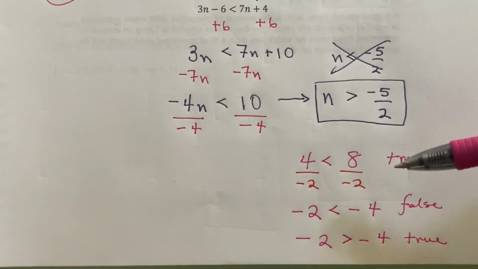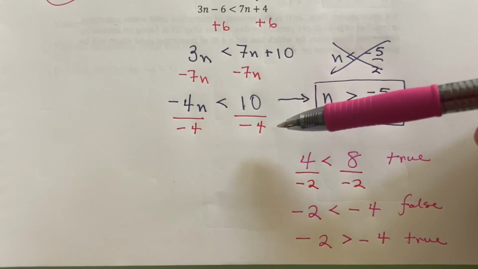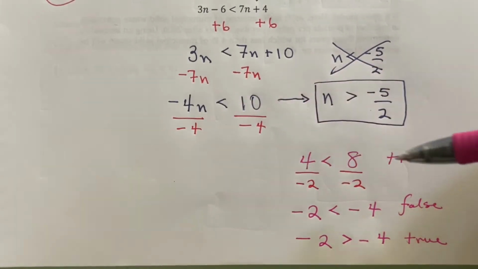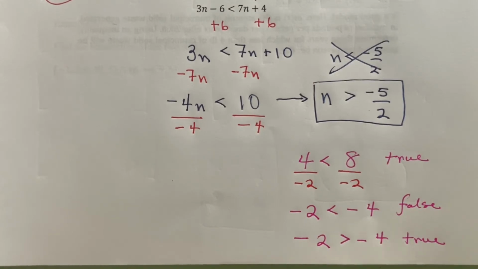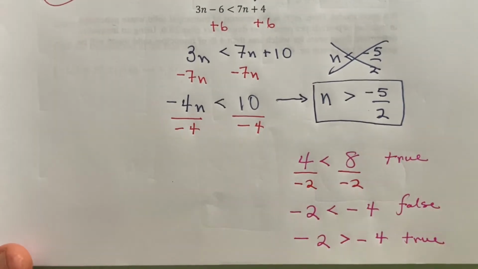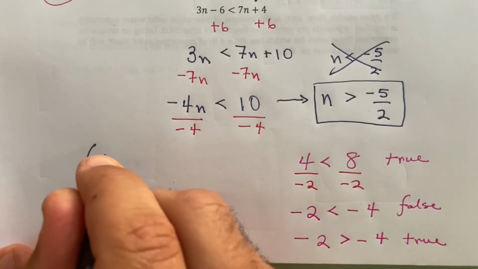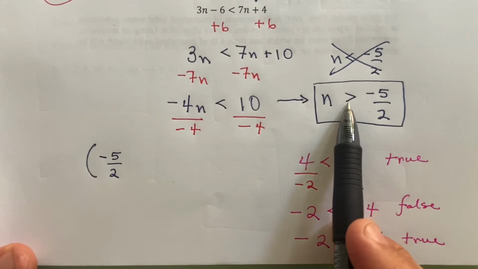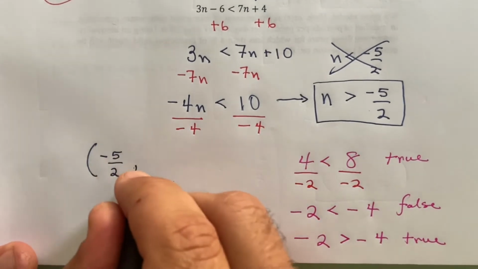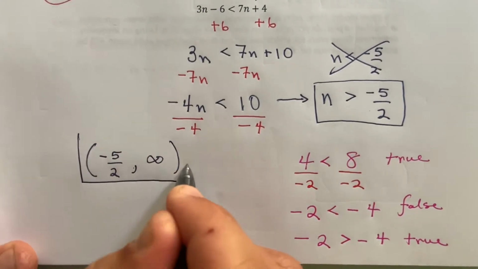Whenever you're dividing or multiplying by a negative, in order to solve your inequality, you need to flip that inequality symbol. So I'll leave my answer this way. If you wanted this in interval notation, we'd be saying all the n's strictly greater than negative 5 halves. So I can have negative 5 halves in parentheses because it's not inclusive, comma, approaching infinity. Everything greater than negative 5 halves. This would be the interval notation way of saying that.